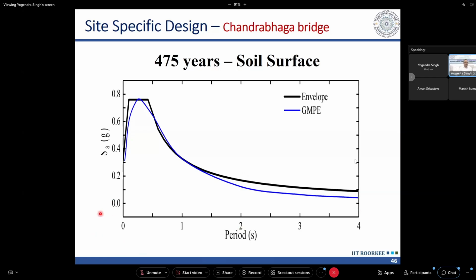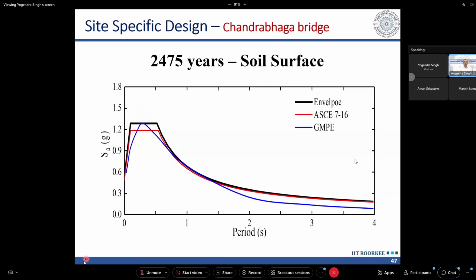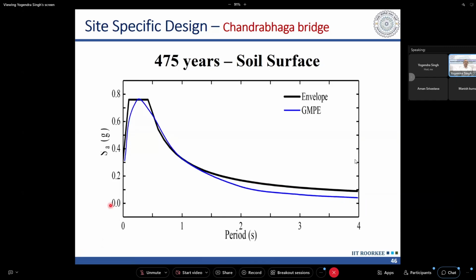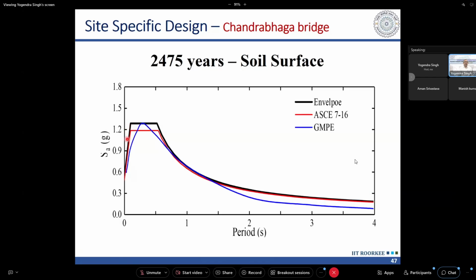And we can represent this also in terms of a similar graph plotted for 2475 years. And you can see that the amplification here is less as compared to DBE. In DBE, the amplification was more, 0.6 to 0.8. And here the amplification is slightly below 1.2 to 1.3. So here the amplification is less.